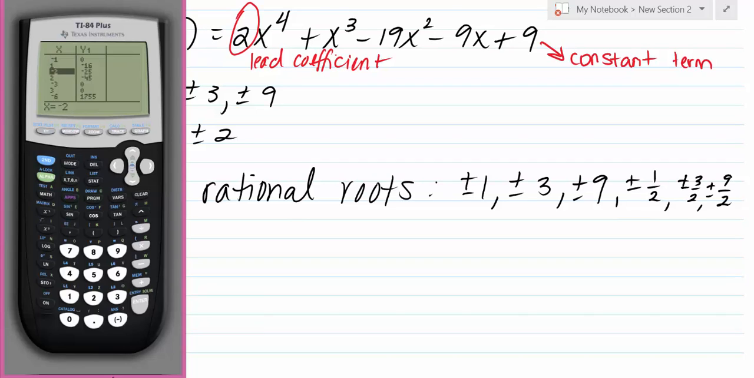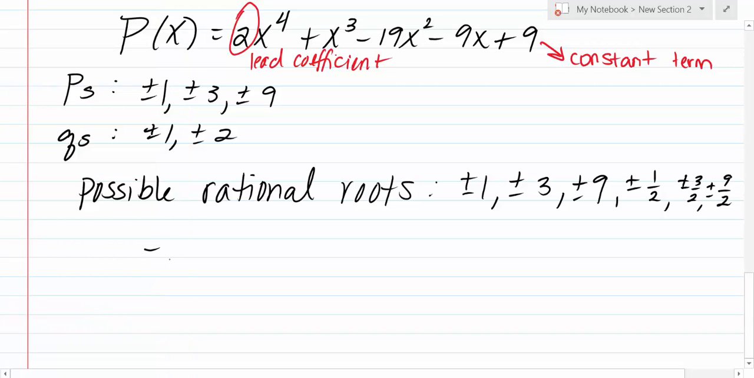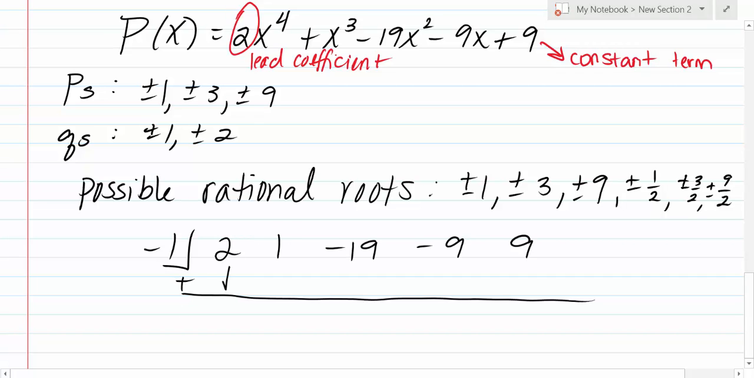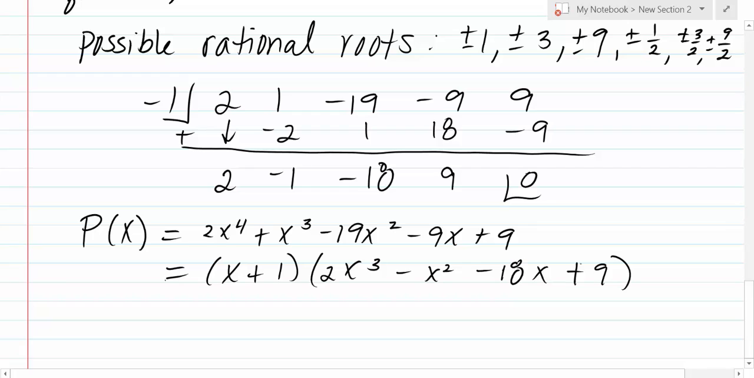We can see that -1 is an actual root of this polynomial. So I'm going to go back, and I'm going to use -1 in my synthetic division to break this polynomial down. And my synthetic division does confirm that this is a root of the polynomial. So we've taken our original polynomial and divided it by x plus 1.